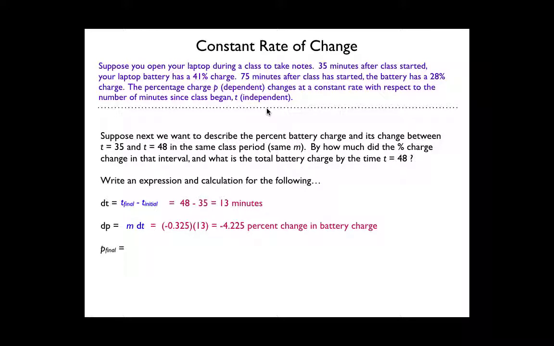So if I know how much it was at the beginning and I want to know how much it was at the end, just final equals initial plus or minus the change that happens. Writing it generally as plus a change, but the change could be something negative like here. So we had the initial charge 41% minus the 4.225% it decreased during the interval to find our final value. We don't have to know the percent charge at the beginning of class. All we have to know is the rate of change and some place to start. In this case, it was 35 minutes into class.